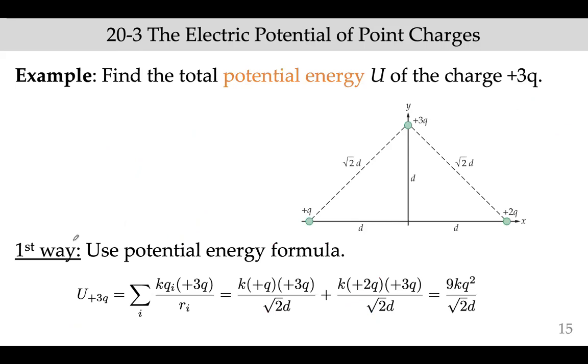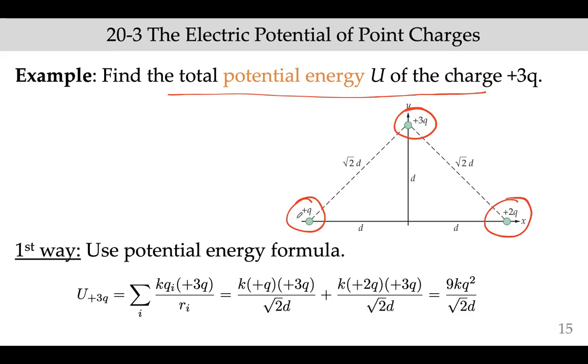Okay, now let's have not two charges, but three charges. So here, find the total potential energy of the charge plus 3q. So we have this charge, find its total potential energy. Well, this charge is interacting with this plus q charge and also interacting with this plus 2q charge. So we have to think about this pair and then this pair and calculate potential energy for each one. Let's call them U1, U2, and then sum them up.